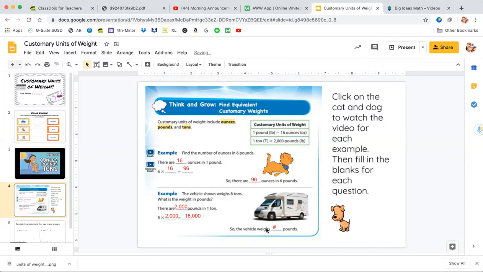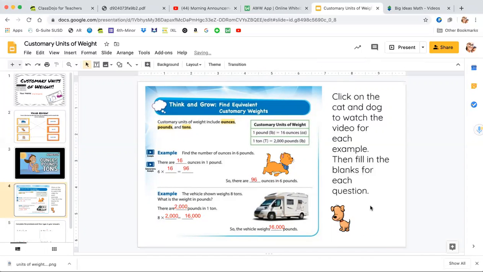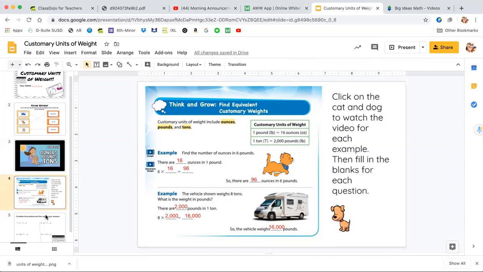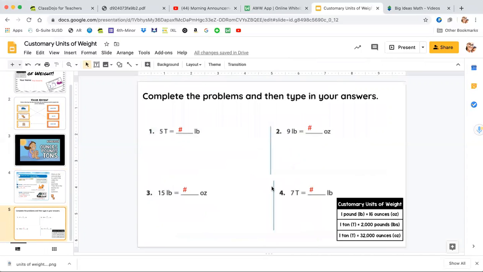So that means the vehicle weighs about 16,000 pounds. And that is the answers to our 2 examples right there. So now moving on to the next slide, we have some questions for you to finish.